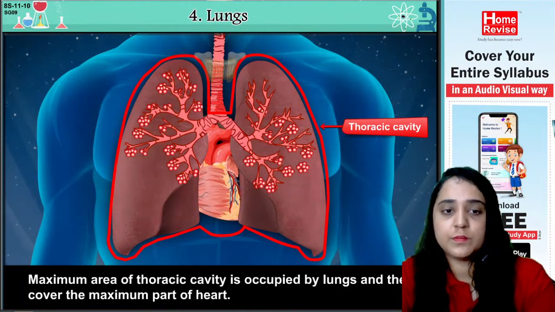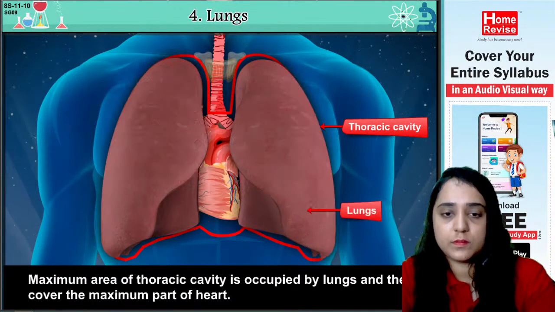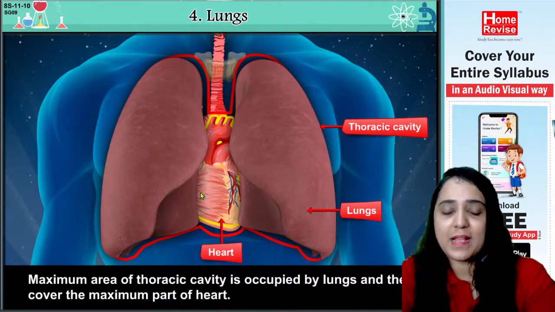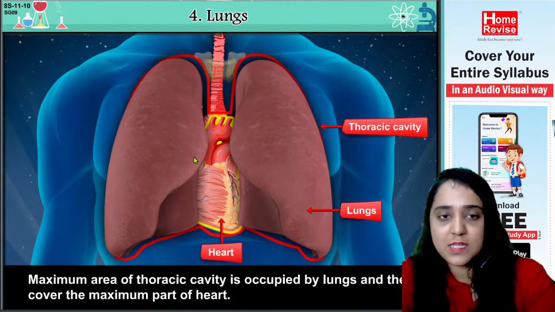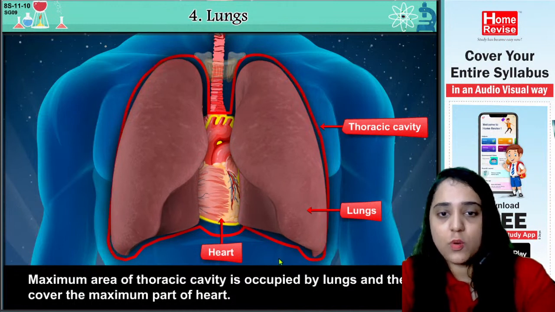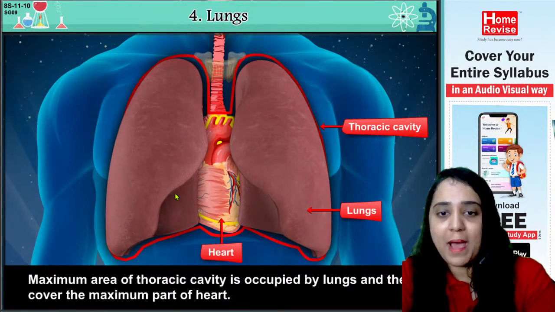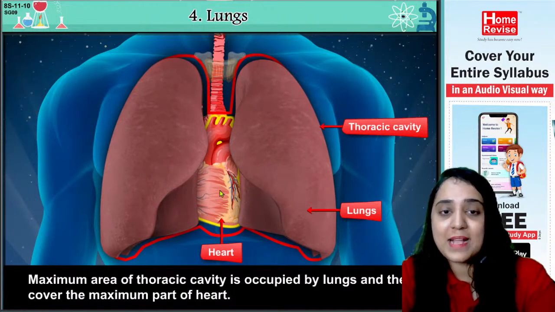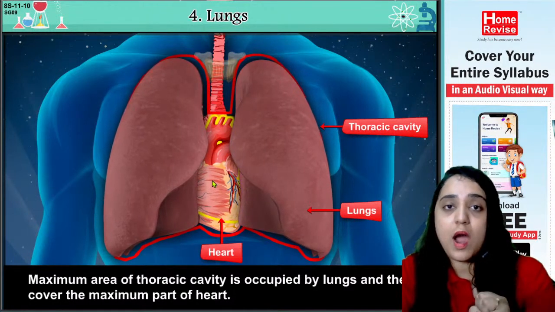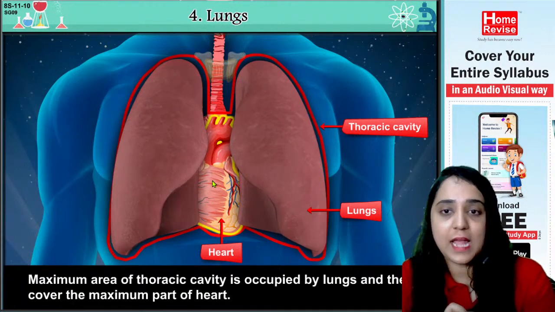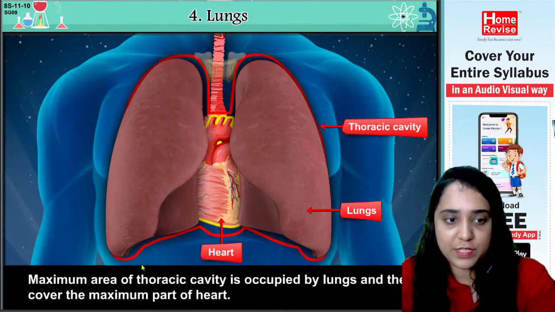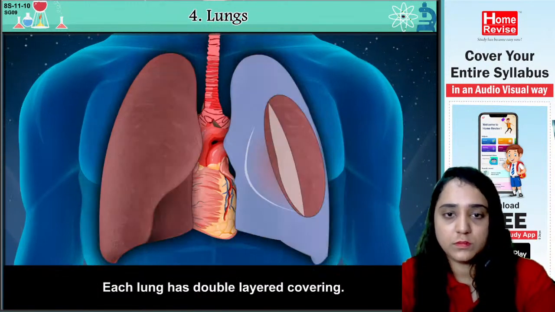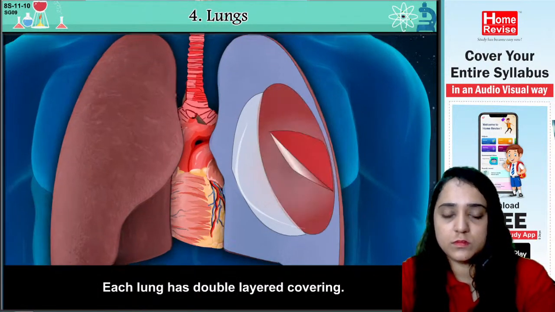Maximum area of the thoracic cavity is occupied by the lungs, and they cover the maximum part of the heart. See, in this cavity you can find that the maximum part has been occupied by the lungs, and the heart has also been covered by them. Moving further, each lung has a double layered covering. It is called pleura.